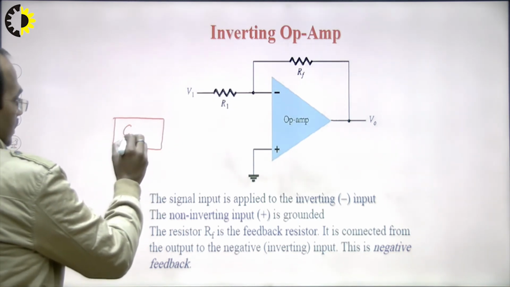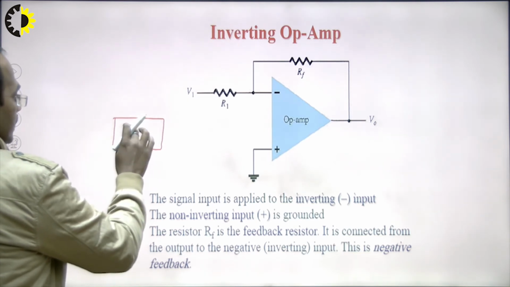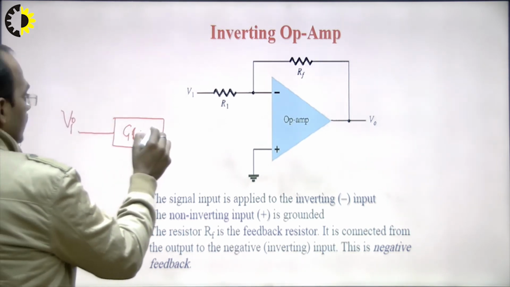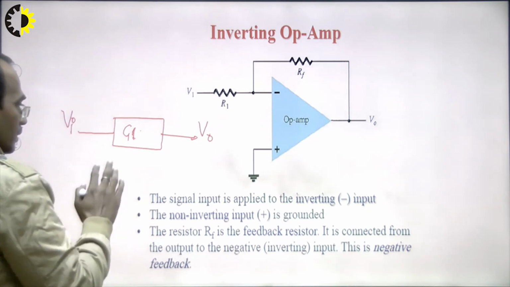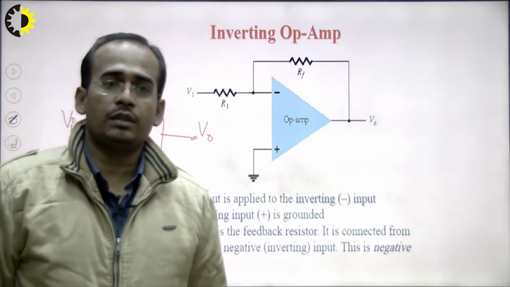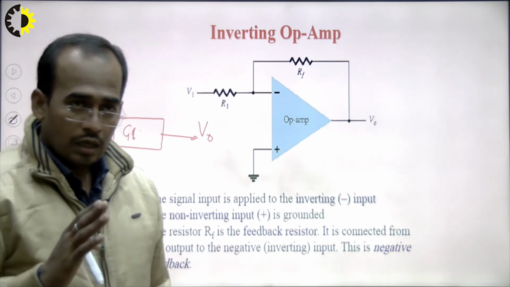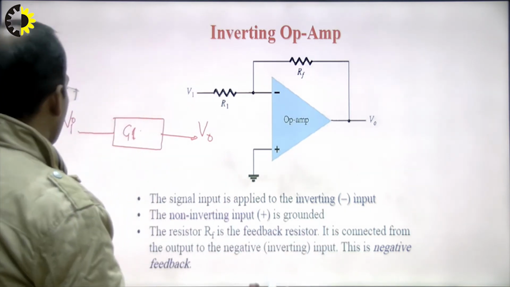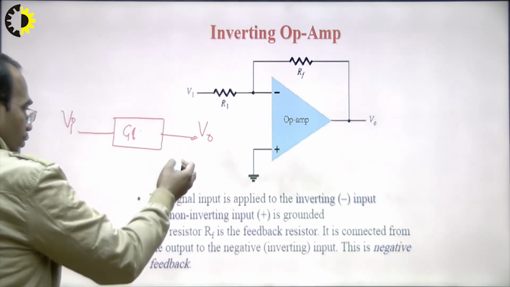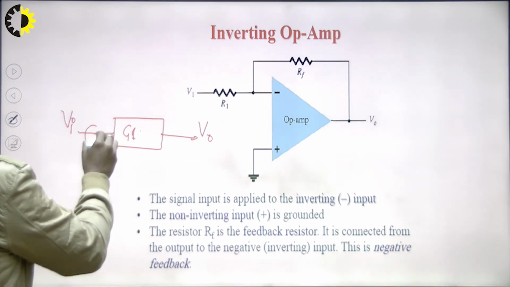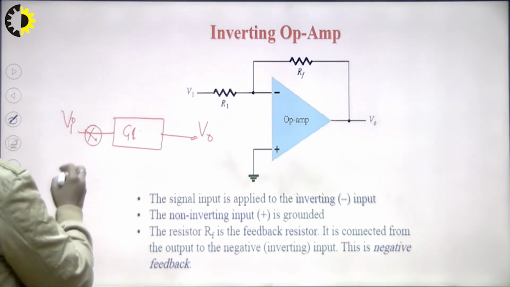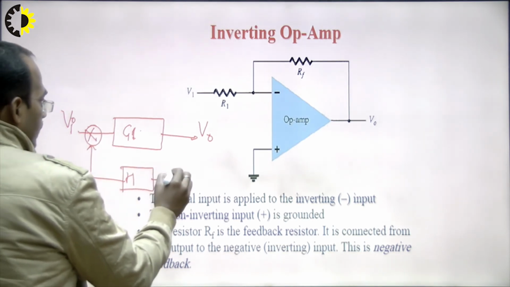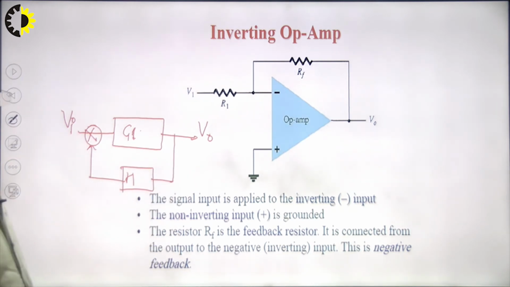Suppose this is the forward gain G, and we have applied the input to this terminal and taken the output across this. This is the open loop configuration of any system. Now, I want to convert this open loop configuration into the closed loop configuration. For this, I have to connect the output to the input. For connecting the output to the input, we use a summer at the input side. Suppose the feedback gain is H and we connect it with the output.